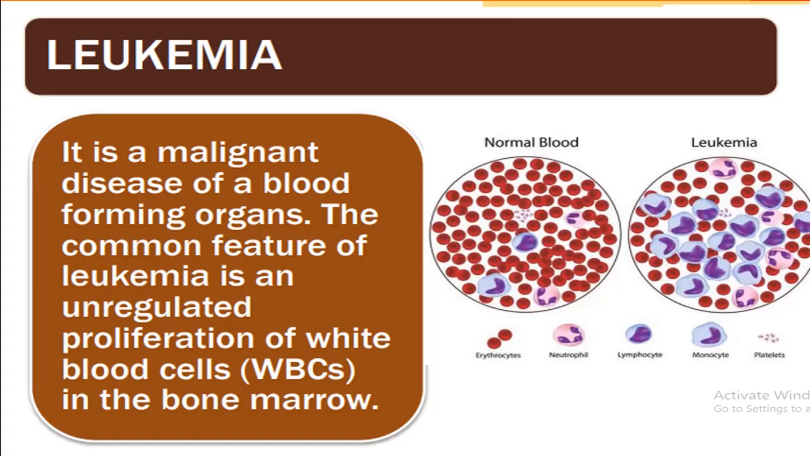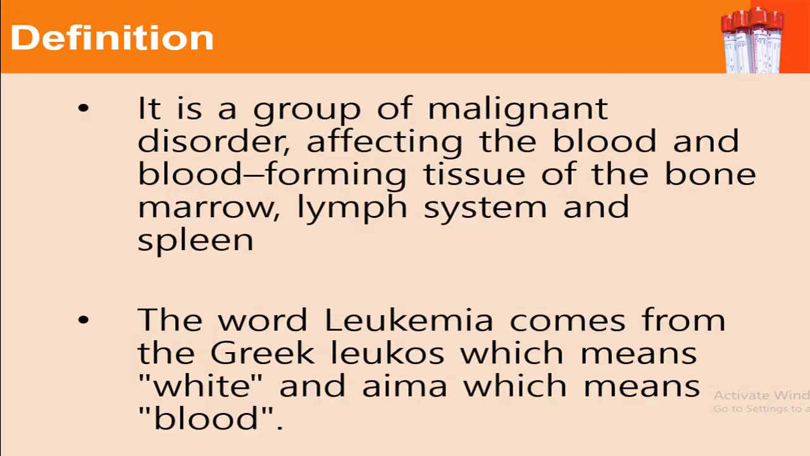For the definition of leukemia, it is the malignant disease of the blood-forming organs. It is the bone marrow. The common feature of the leukemia is unregulated proliferation of white blood cells in the bone marrow. But then it's not only the proliferation of white blood cells, but also proliferation of other bone marrow cells. Okay, so it is a group of malignant disorder affecting the blood, the blood-forming tissue of the bone marrow, the lymph system, and the spleen. From the Greek word leukos and aima, meaning leukos for white blood and aima for blood.